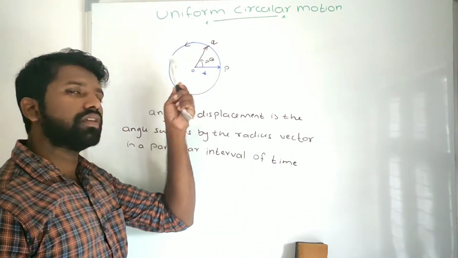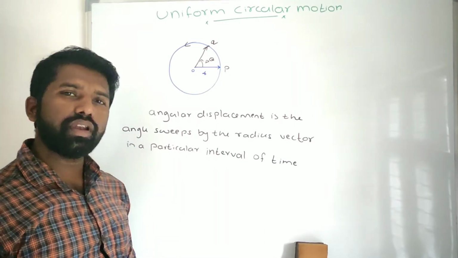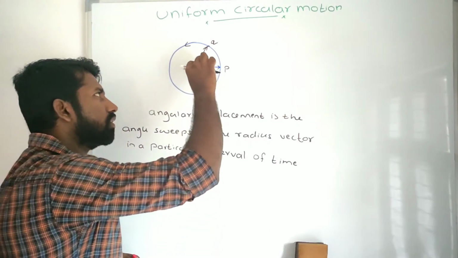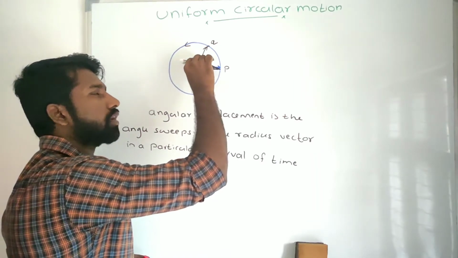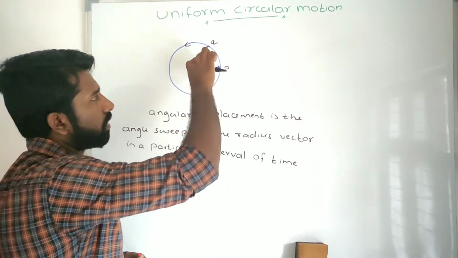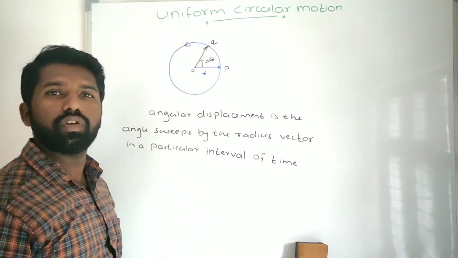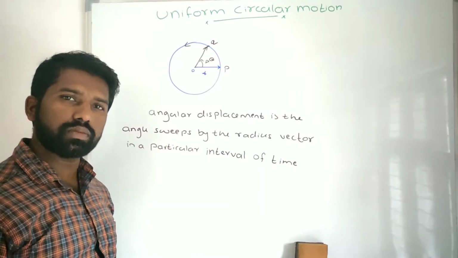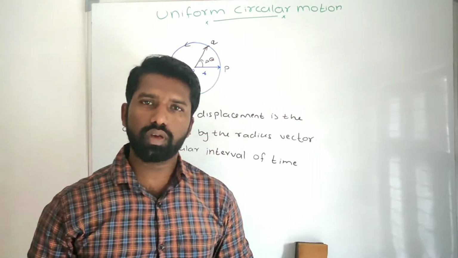Here, delta theta is the angular displacement. What is the radius vector? You look at this. The radius vector is a vector originating from the center and pointing at a point on the circle like this. This radius vector seeks an angle, and that angle we will call angular displacement. Is it possible to measure it? Yes, we can measure this value.